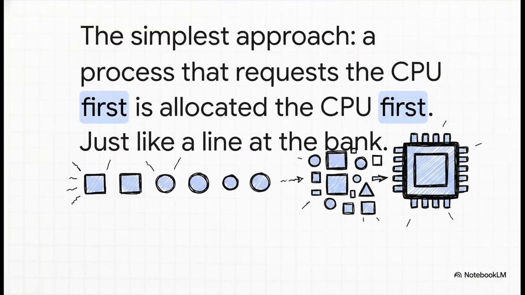All right, the most obvious strategy is just first come, first served. Like a line at the bank. Whatever program shows up first gets the CPU first. It's simple. It's fair in a way, right? But it has a huge, massive potential flaw.